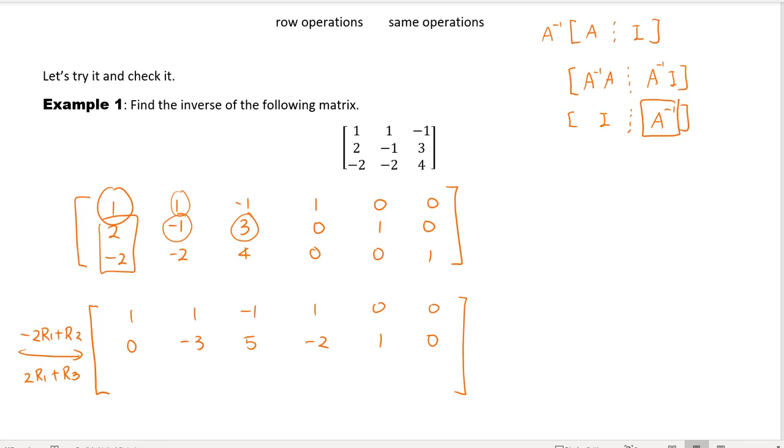Alright. And then for the third row, let's see. Negative 2 plus 2 is 0. And then here 2 minus 2 is also 0. Negative 2 plus 4 is 2. 2 plus 0 is 2. 0 plus 0 is 0. 0 plus 1 is 1. So far, so good, everyone?